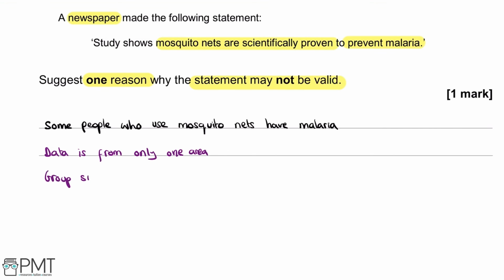Another thing you could say is that the group size is too small and you perhaps don't have enough data to draw that conclusion. And lastly, you can argue that no other information about the people in the investigation is considered, so there could be other factors regarding whether you get malaria or not.